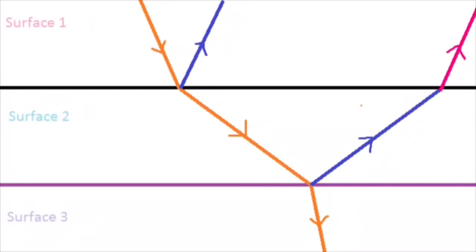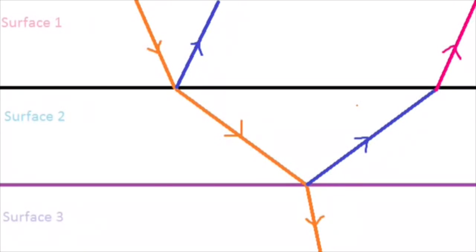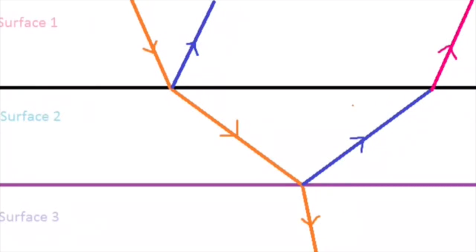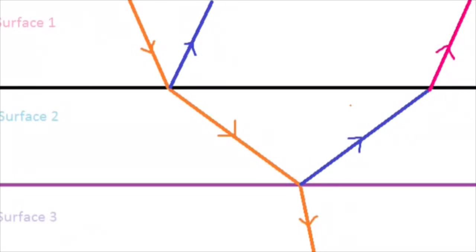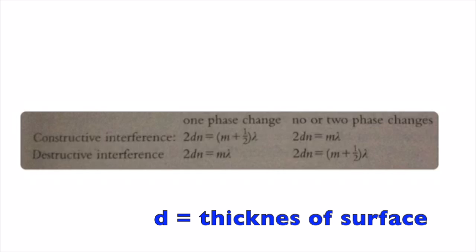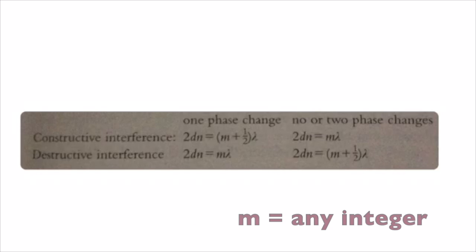The path difference can tell us more than just whether or not the interference will be constructive or destructive. It can also tell us the thickness of the surface that the light reflected off of. The rule is 2dn equals the integer of lambda or the fraction of lambda. This is where d is equal to the thickness of the surface that the light reflected off of, n is equal to the refractive index of the surface, and m is any integer.